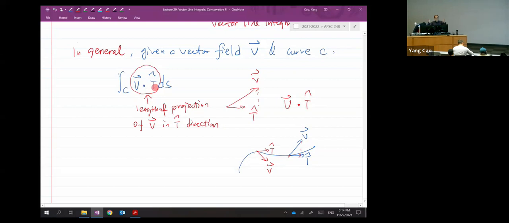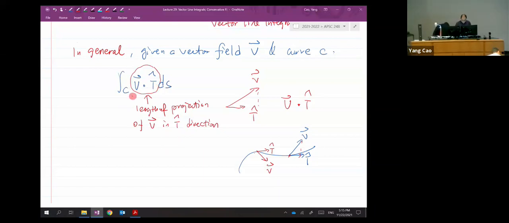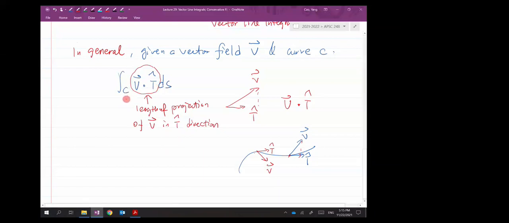And then integrating over curve C, you're adding up all of the lengths of the projection of v in the t hat direction over the curve C. That's called an integral, summing up all of this. That's basically what a vector line integral is doing in mathematics.